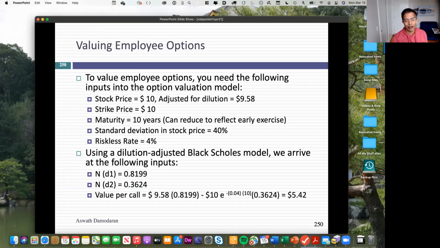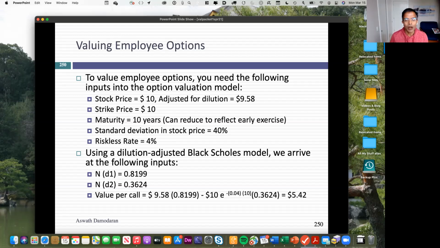The way to think about the 9.58 is if these options get exercised immediately, the stock price will drop from 10 to 9.58 because you've diluted the options. I use that lower S to value the option. So basically I'm saying an employee option is worth less than an otherwise similar option that you might buy on the CBOE, without the dilution effect.